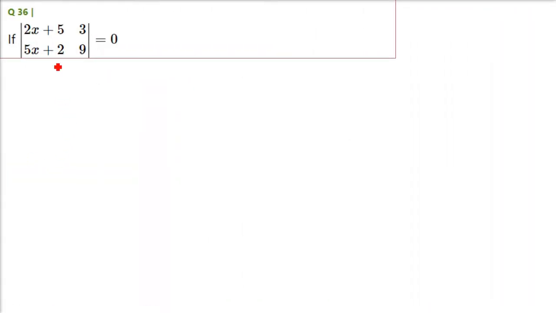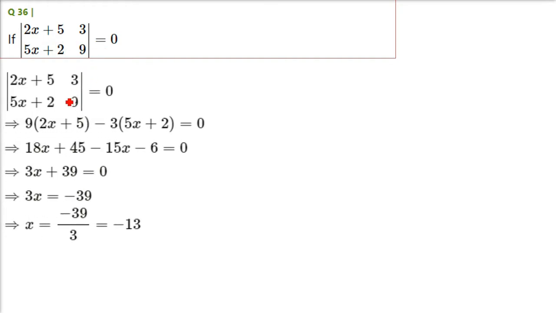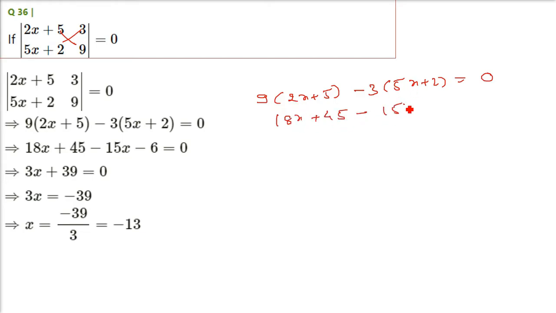Now this is equal to 0. So just cross multiply and subtract. So (2x plus 5) into 9 minus 3 into (5x plus 2) equals 0. Let us write it as 9 into (2x plus 5), because this kind of question is common; there are various questions like this. Minus 3 into (5x plus 2) equals 0. So 18x plus 45 minus 15x minus 6 equals 0. 18x minus 15x is 3x, 45 minus 6 is 39. x equals -39 by 3, and this is going to be -13.